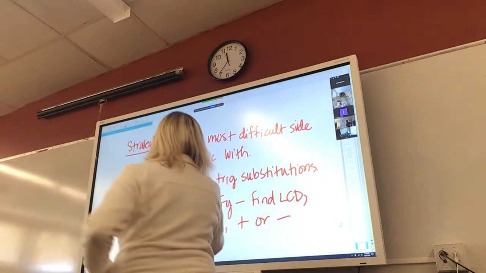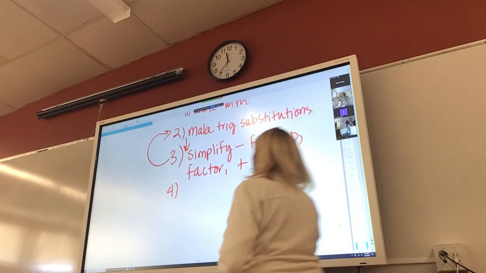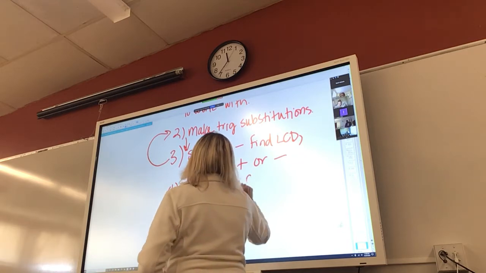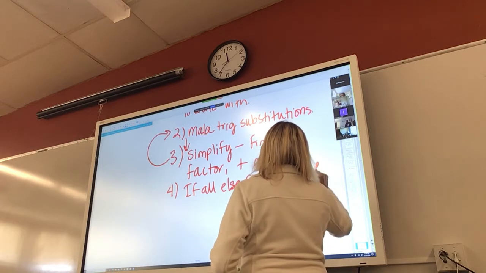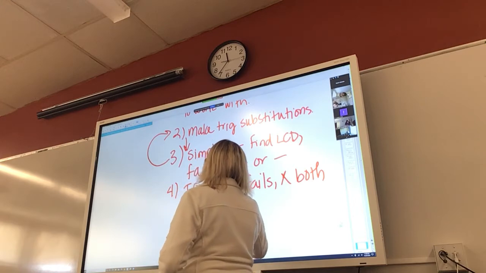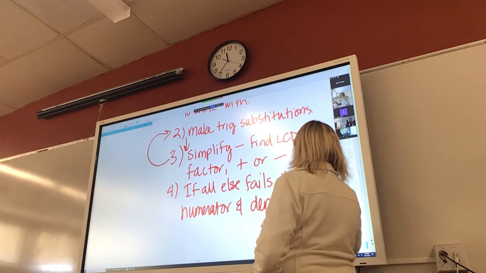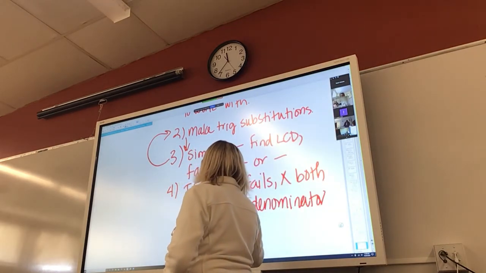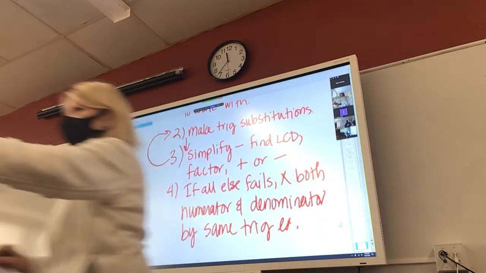And if all else fails, multiply both numerator and denominator by the same trig expression.